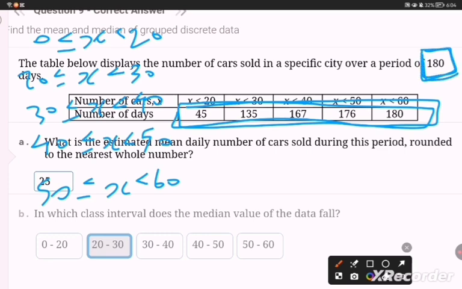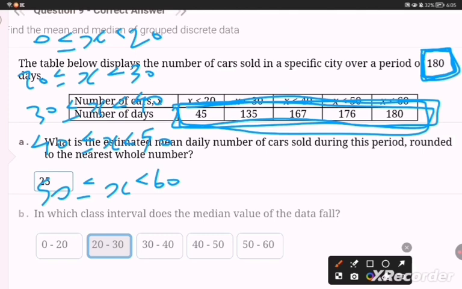This value is usually the total frequency. So that means if these values were your frequencies, they would add up to 180. But they don't add up to 180. So that means this is most likely your cumulative frequency, okay? So then that means you're going to have to find your frequency.